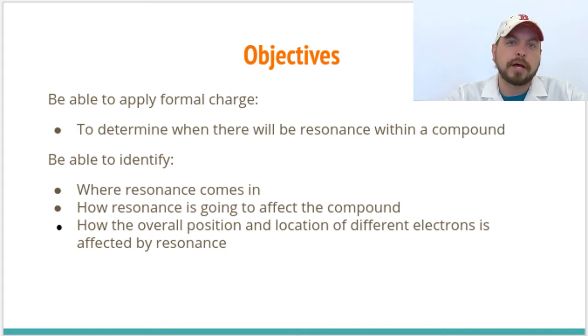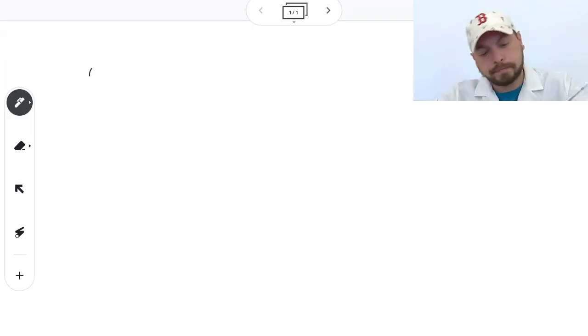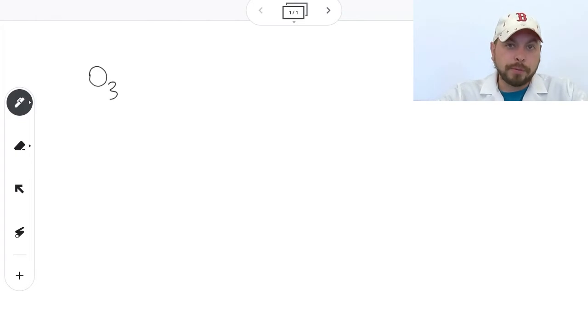We're going to build out some compounds and talk about where resonance comes in, how it's going to affect the compound, and what it means for the overall position and location of different electrons. So we're going to start with a compound that's pretty commonly used in resonance examples, and that's ozone. Ozone is O3. You might have heard of ozone. It's part of what makes up the ozone layer. It's a very reactive compound, and let's talk about how we would diagram it. We're going to do it the same way we did for any other Lewis structure. So go ahead and draw the structure for ozone now, and then come back when you've done it, and we'll go from there.